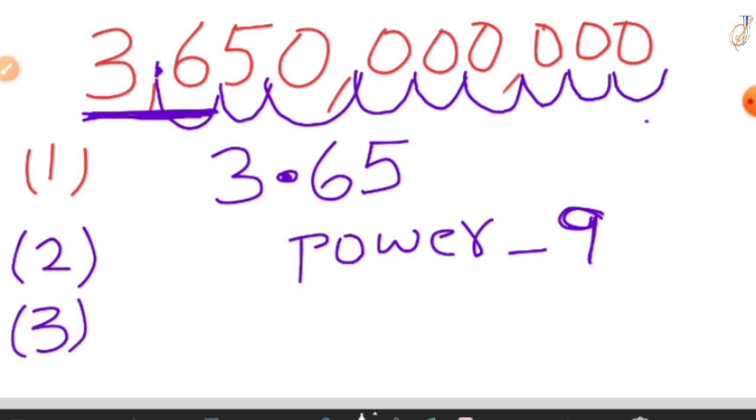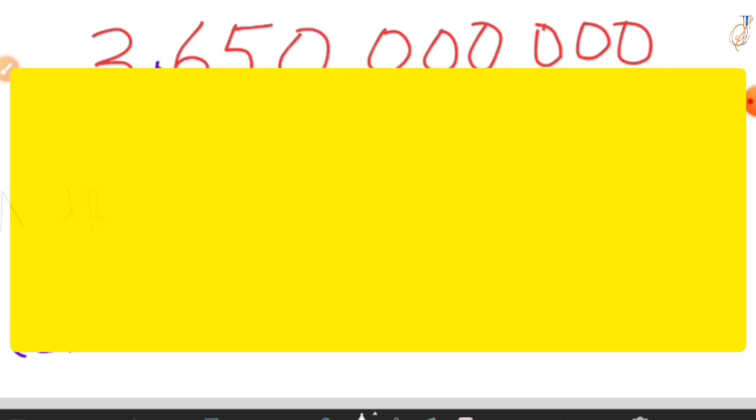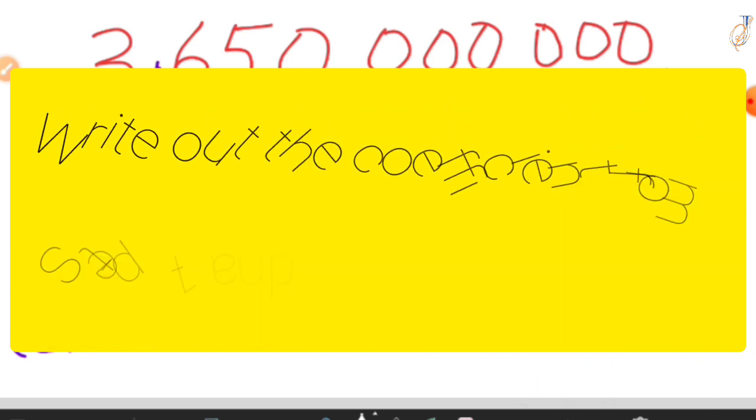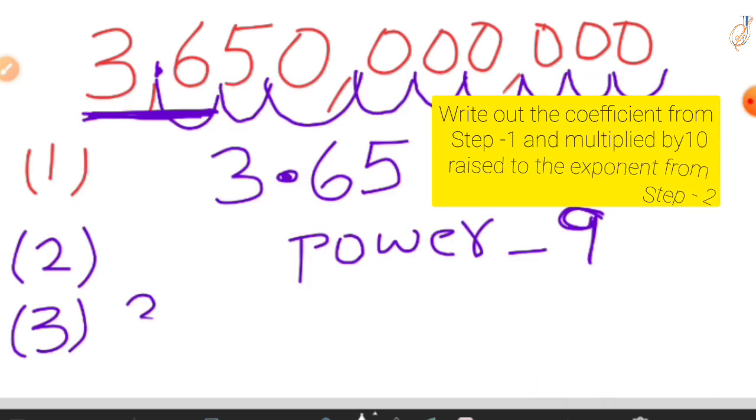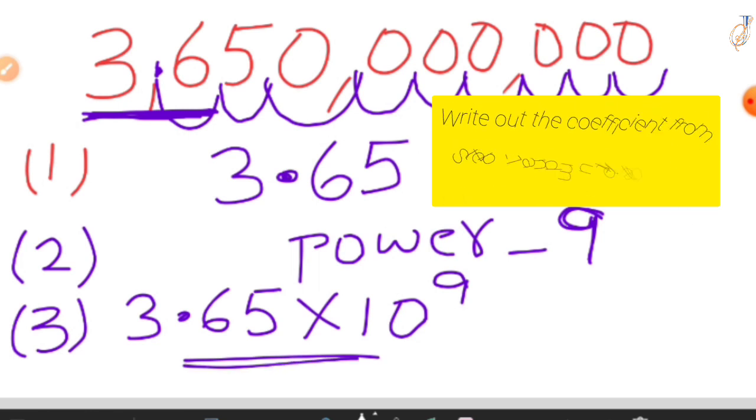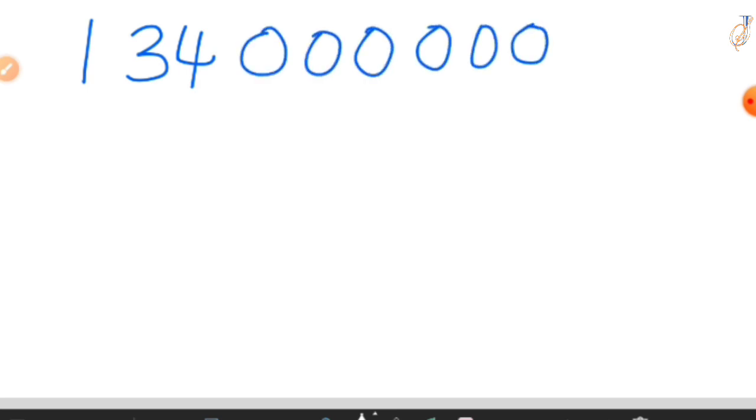Step 3 is write out the coefficient from step 1, multiply by 10 raised to the exponent from step 2. So what is the coefficient from step 1? 3.65. Multiply by 10 raised to the power 9 from step 2. So this is your result: 1, 3, 4, 0, 0, 0, 0, 0, 0.